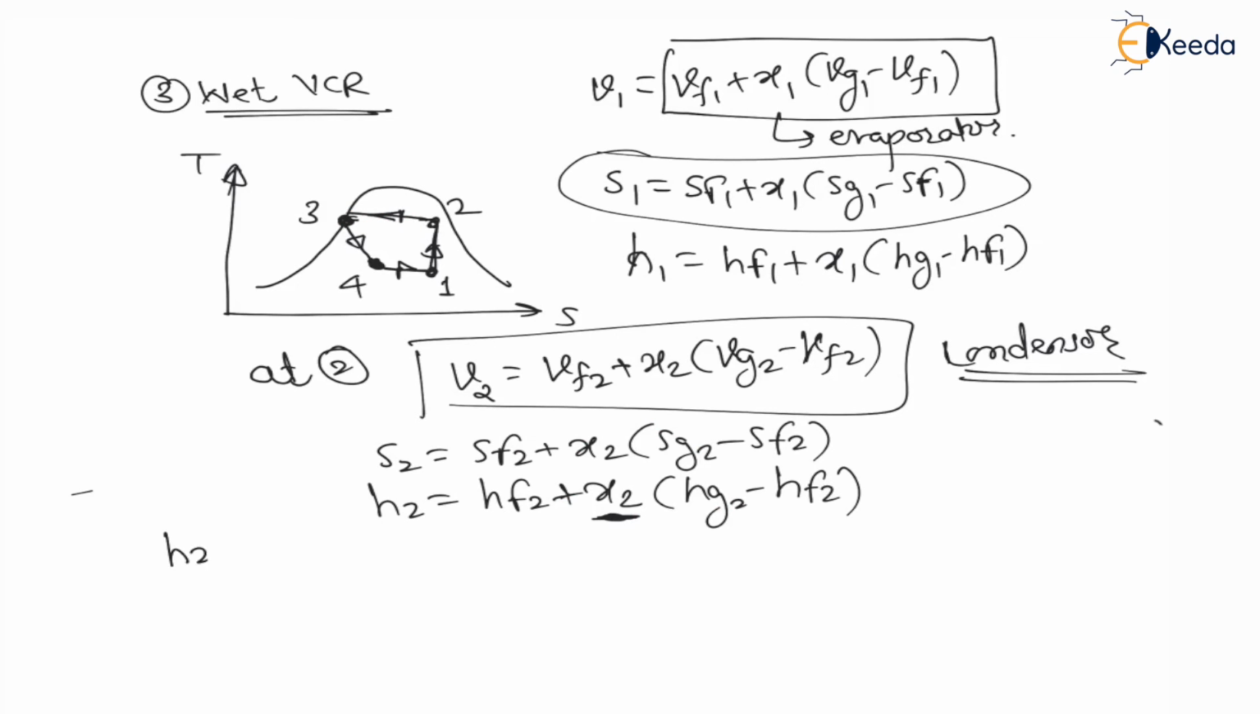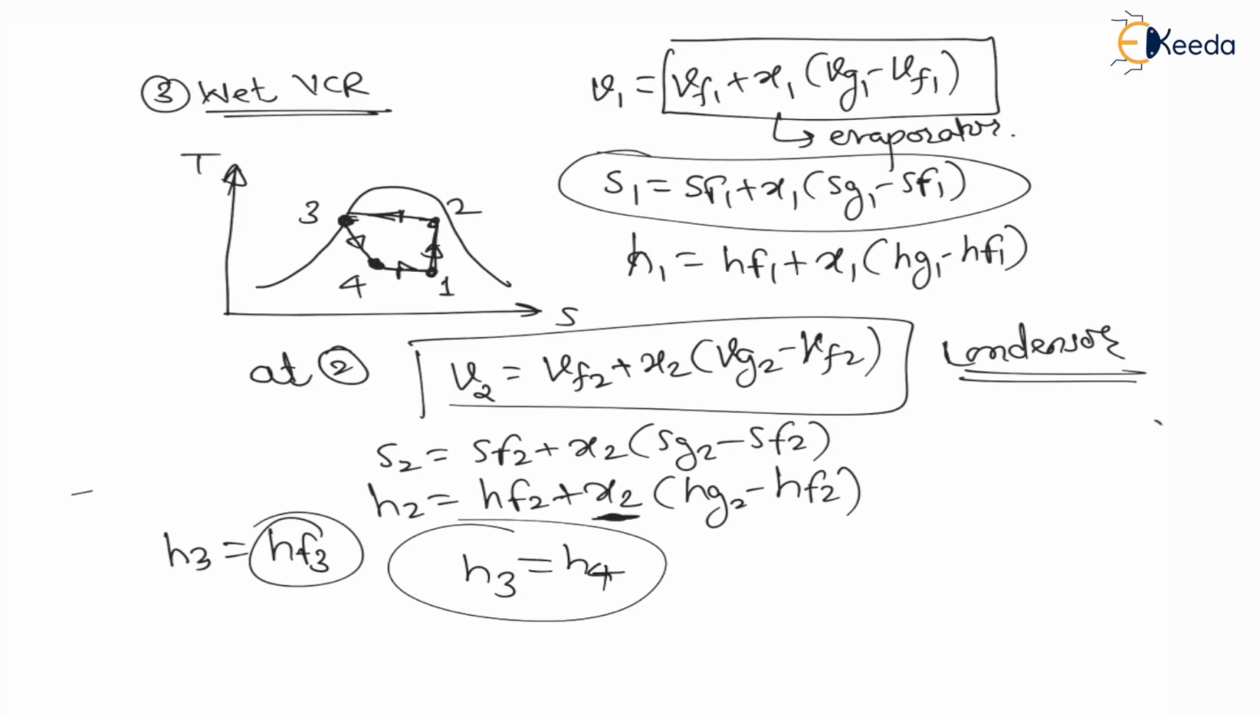Again H3 is nothing but HF3 at condenser pressure, right? H3 is HF3 at condenser pressure, and we know that H3 is equal to H4. Therefore, COP is nothing but net refrigerating effect divided by work of compressor, and net refrigerating effect is 4 to 1, therefore H1 minus H4, and compression is from 1 to 2, so work is H2 minus H1.